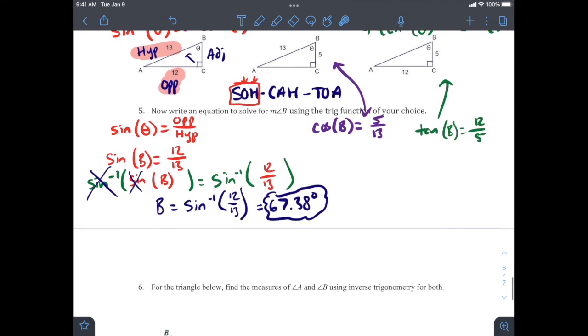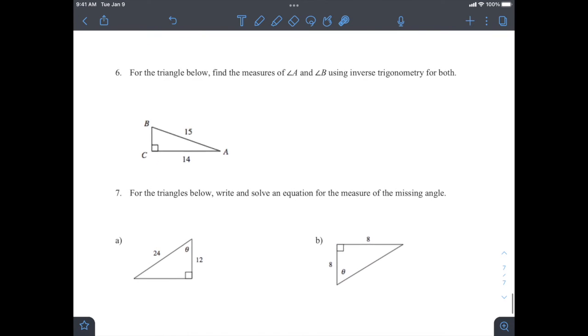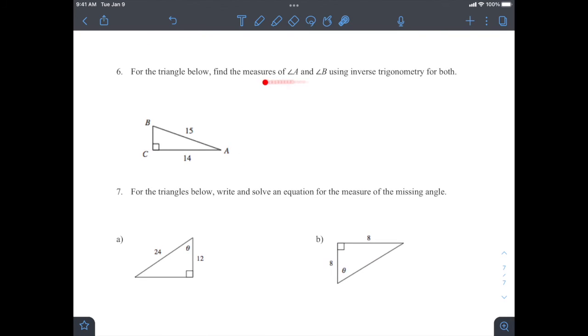Great. Let's talk about number 6. For the triangle below, find the measures of angle A and angle B using inverse trigonometry for both. So we're going to start with angle A. This is our angle A that we've got right here. And we see that we've got one leg, we've got the hypotenuse, and we're missing our side over here. Now again, if we needed to, we could use the Pythagorean theorem to find that missing side. But actually, I can find both of these angles without needing to do that. So I'm going to show that here.